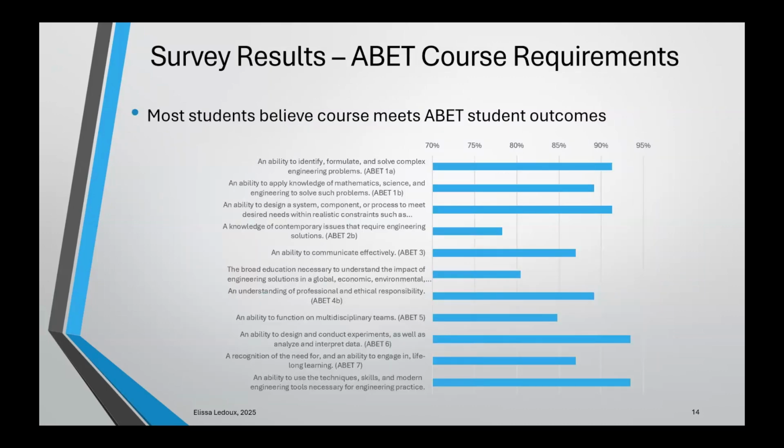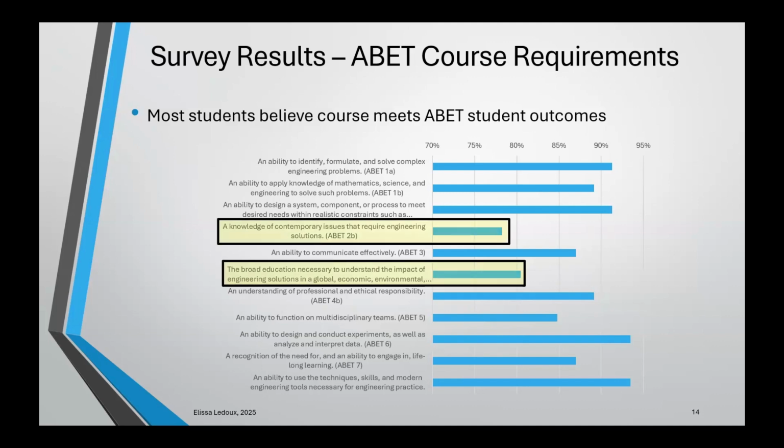In this survey, students agreed or disagreed with how well the course addresses ABET student outcomes. You can see that pretty much 85% or more of students do agree that the course meets the ABET student outcomes, except for these two. So these are the parts of student outcomes 2 and 4 that deal with engineering in a global context.